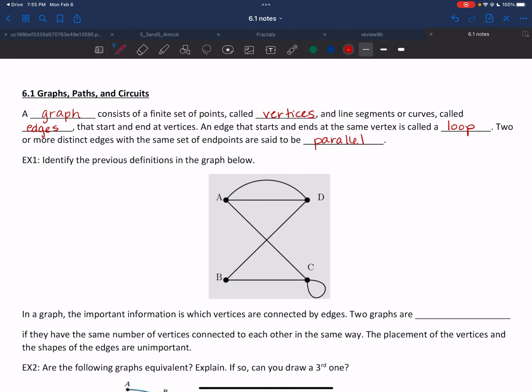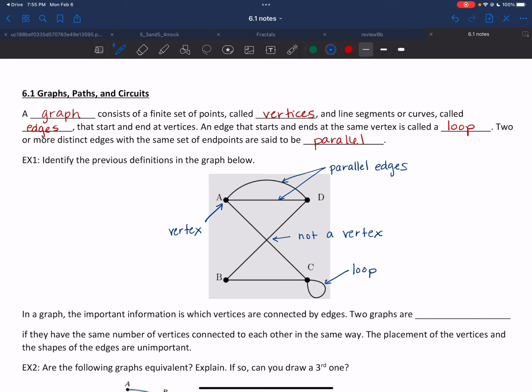Anywhere that we want here, let's note that this is a loop. And here we have parallel edges. All these little points here are a single vertex. Many of them are called vertices. Be very careful when edges cross. This is not a vertex.